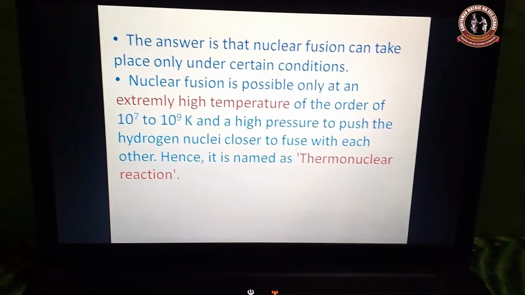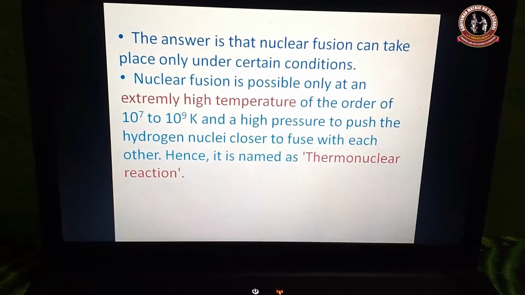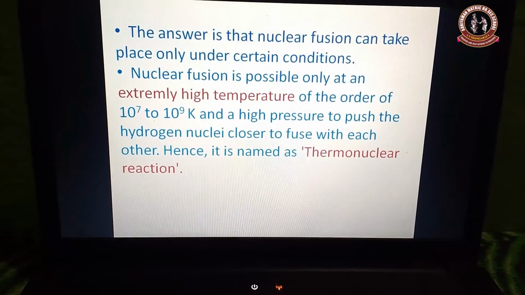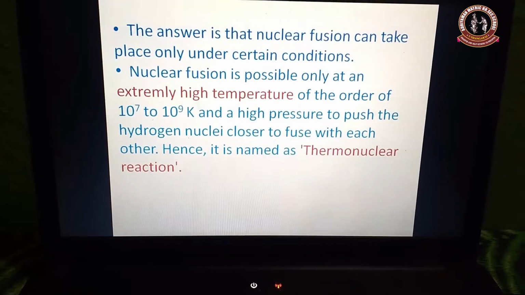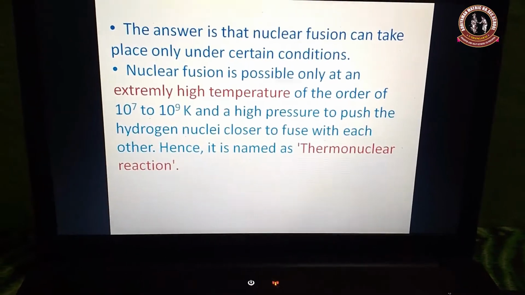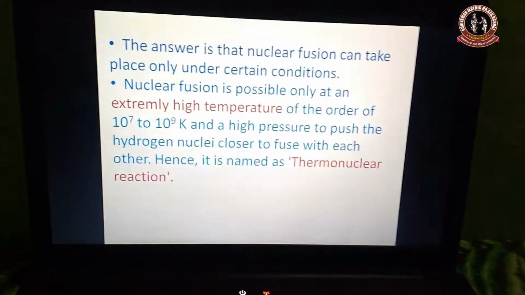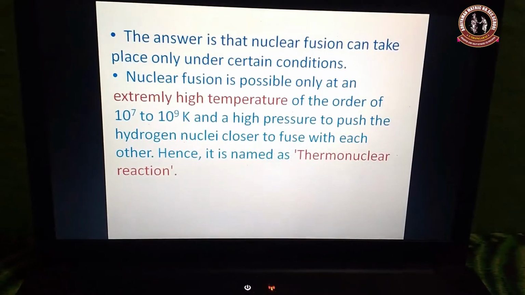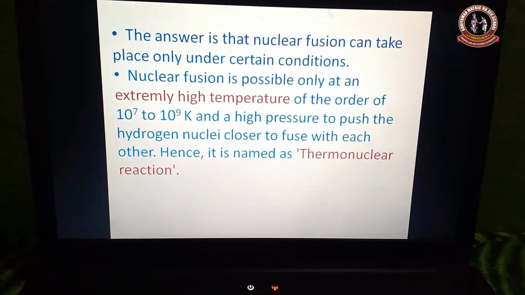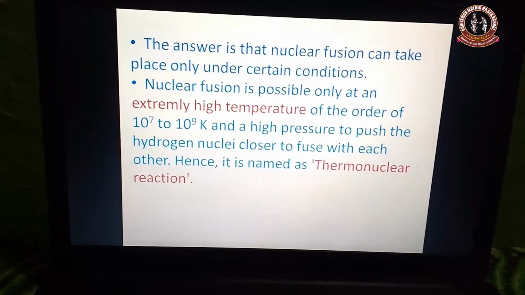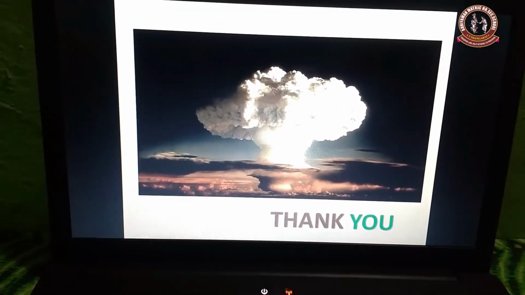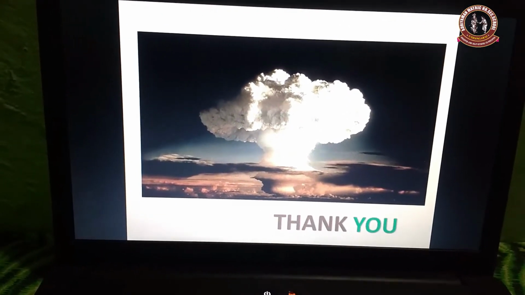Children, the stars and suns also produce this kind of nuclear fusion reaction. They also have these kinds of temperatures. That's why the sun and stars produce a large amount of energy by nuclear fusion reactions. Thank you, children, we'll see in the next classes.